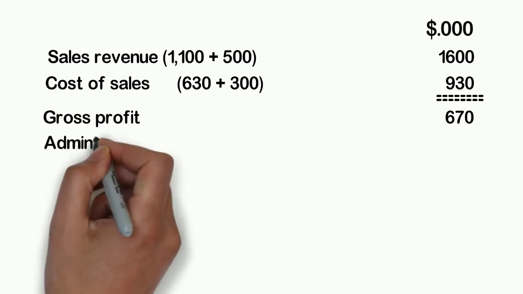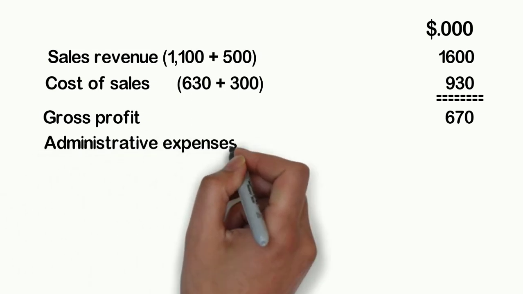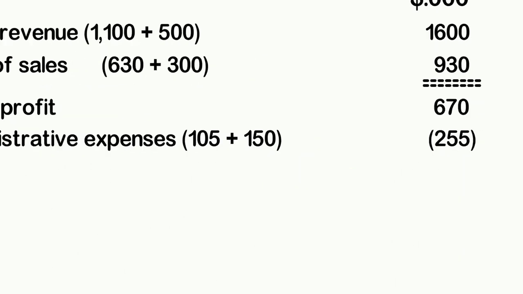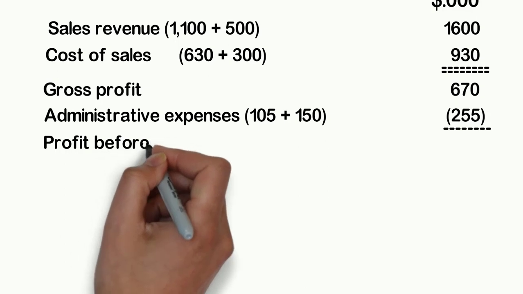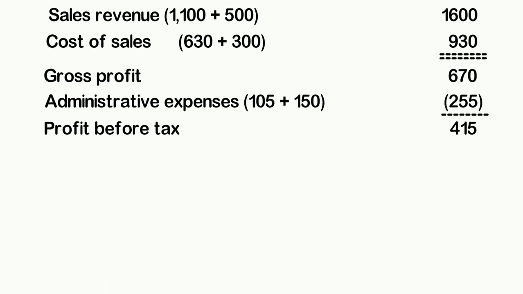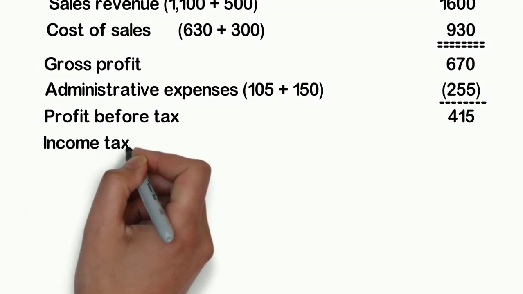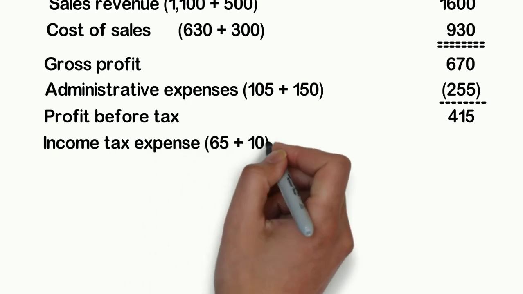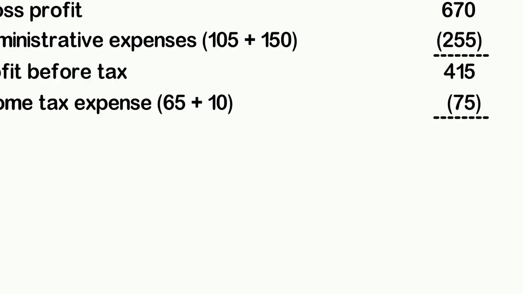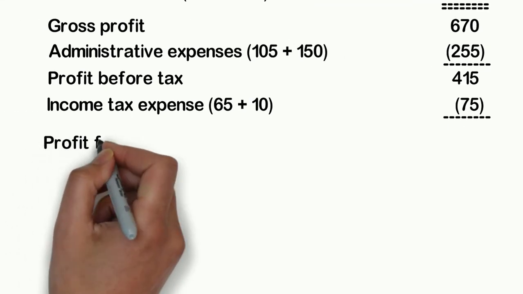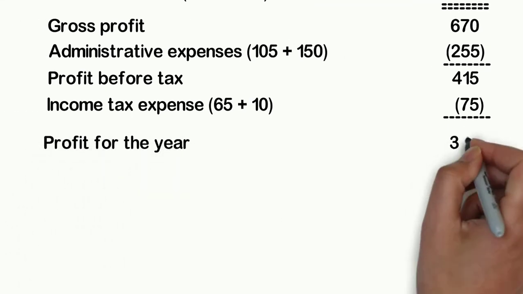Now add up the administrative expenses of both P and S. And after that, profit before tax is $415. Subtract the total income tax expense of P and S from profit before tax and that will give us the profit for the year of $340,000.